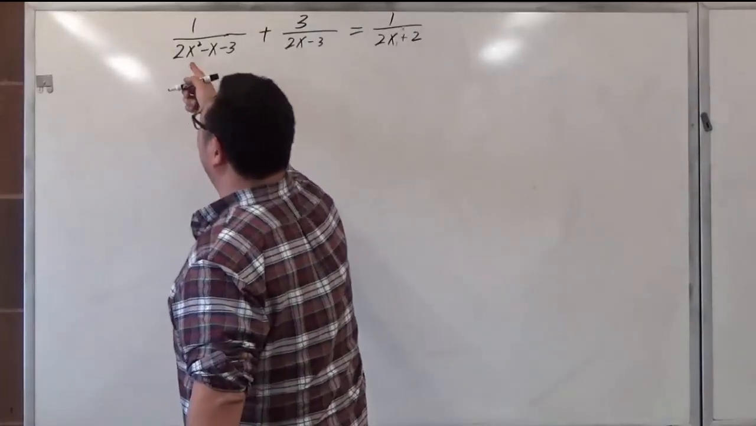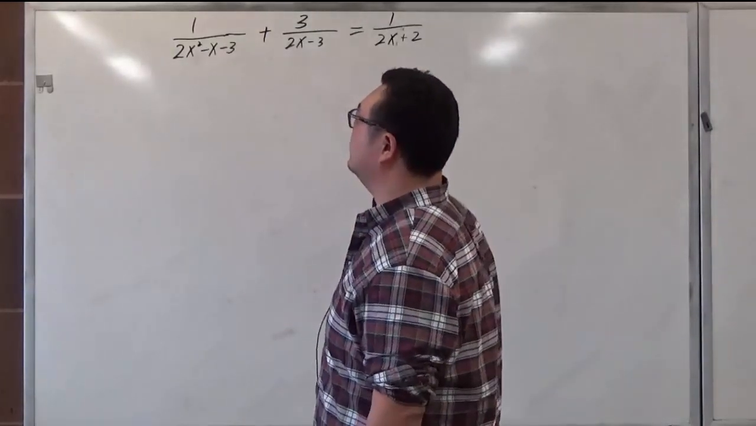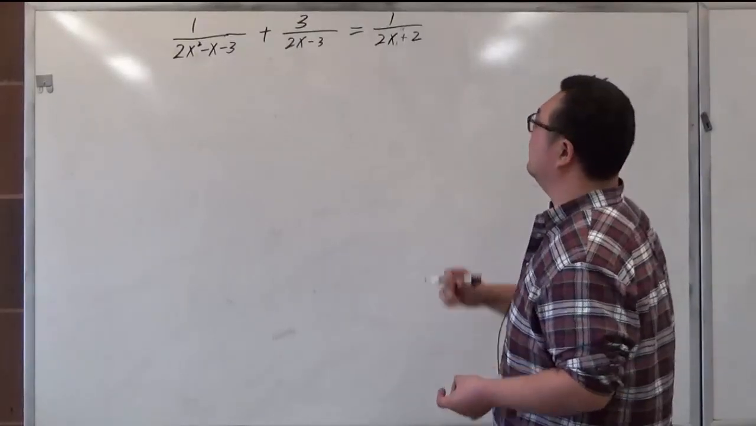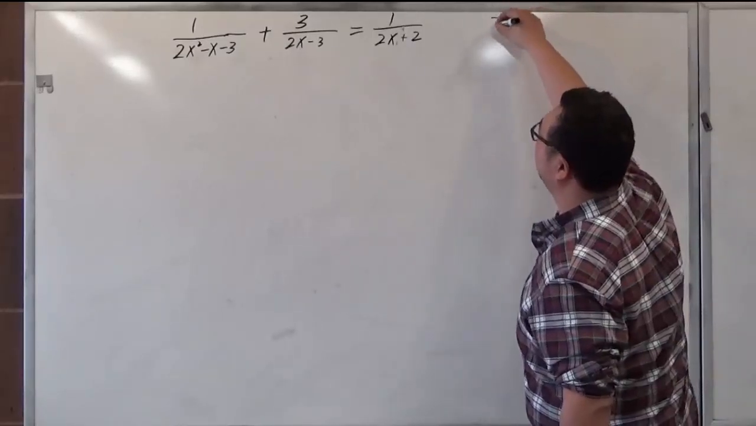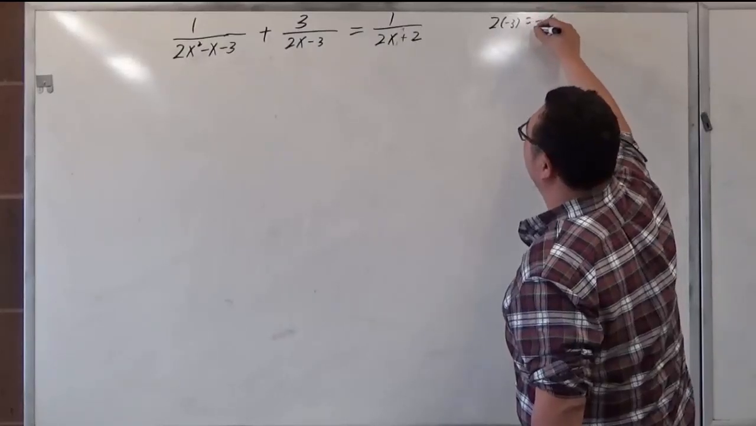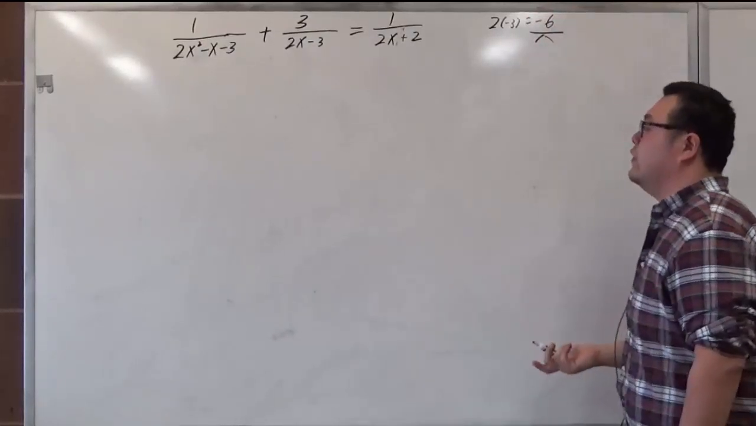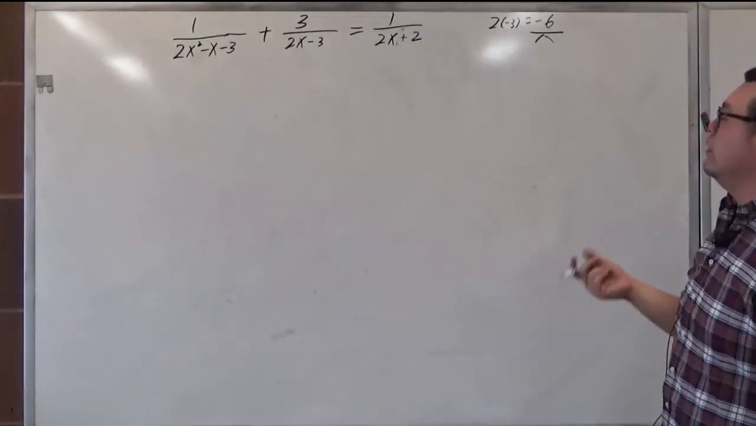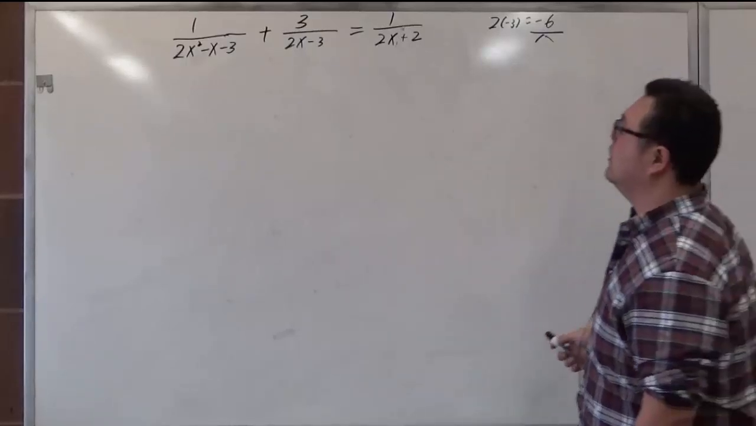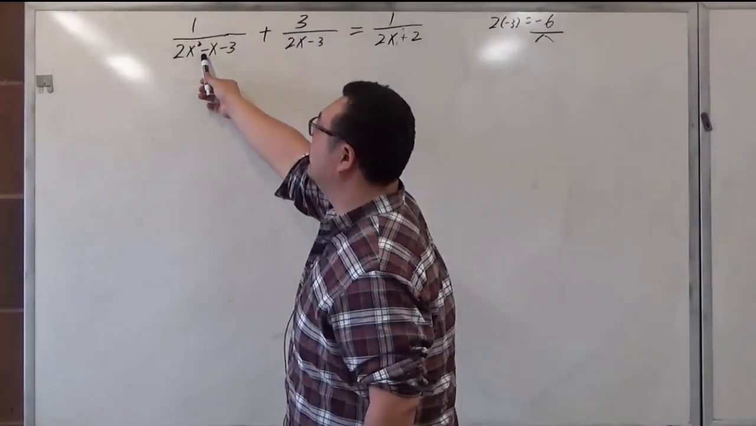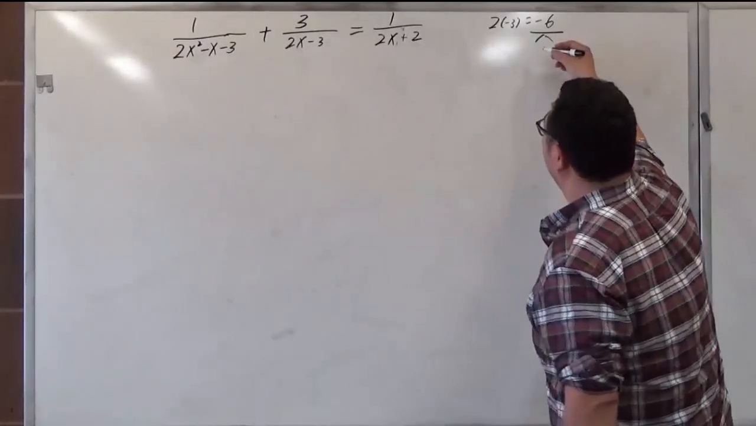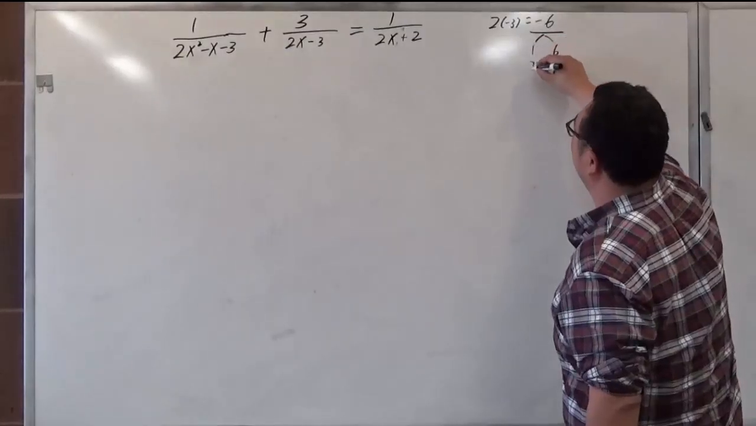The first term has 2x squared minus x minus 3. We're going to use the AC method. Our A is 2 and our C is negative 3. Multiplied together, we get negative 6. We need to figure out the pair of numbers whose product is negative 6 and whose sum is negative 1. For 6, the possible pairs are 1 and 6, and 2 and 3.